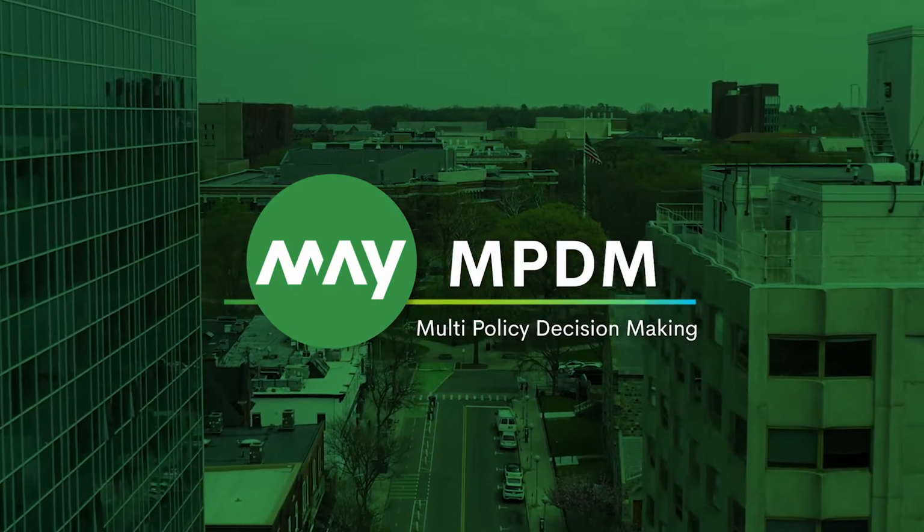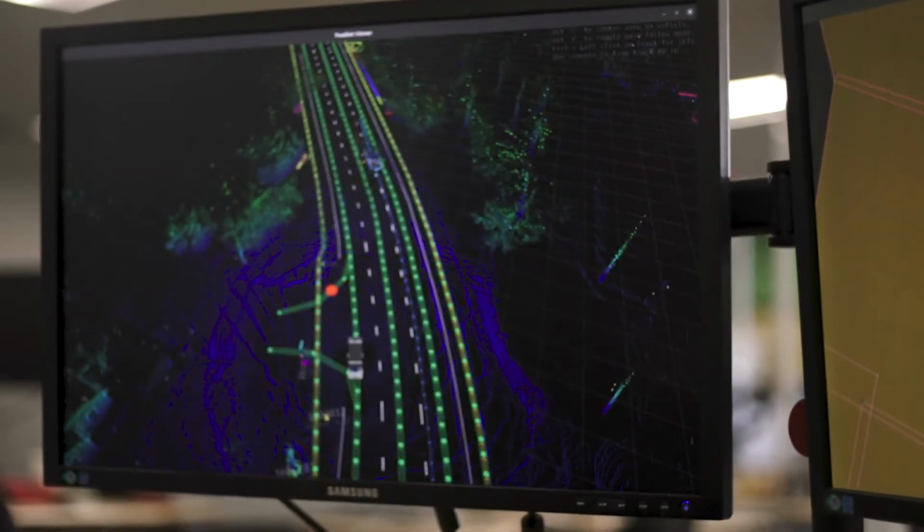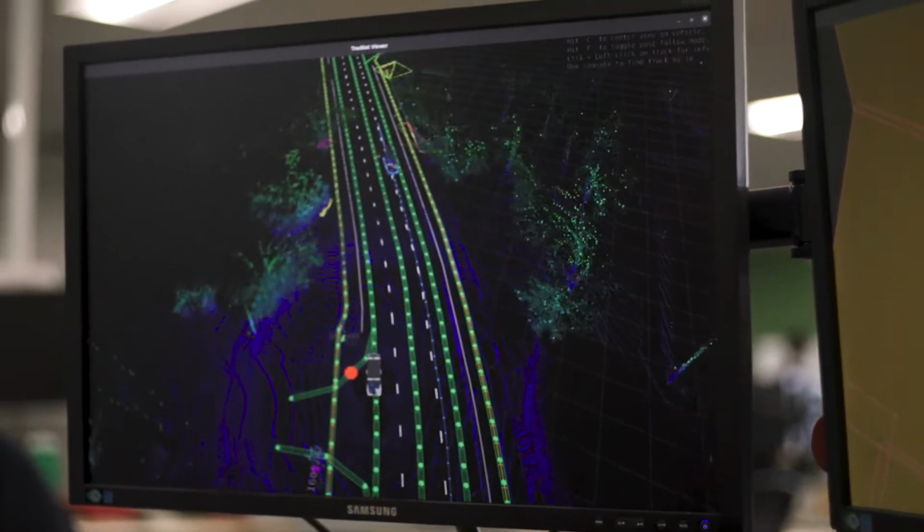MPDM stands for multi-policy decision-making, and it's the key tool that we use on our vehicles to allow them to make decisions like a human driver. MPDM is a framework to help an autonomous vehicle decide what type of behavior to drive. Should I drive fast? Should I drive slow? And it does this by taking into account all of the different things that are in the vehicle's environment. A little bit like an imagination for an autonomous car.